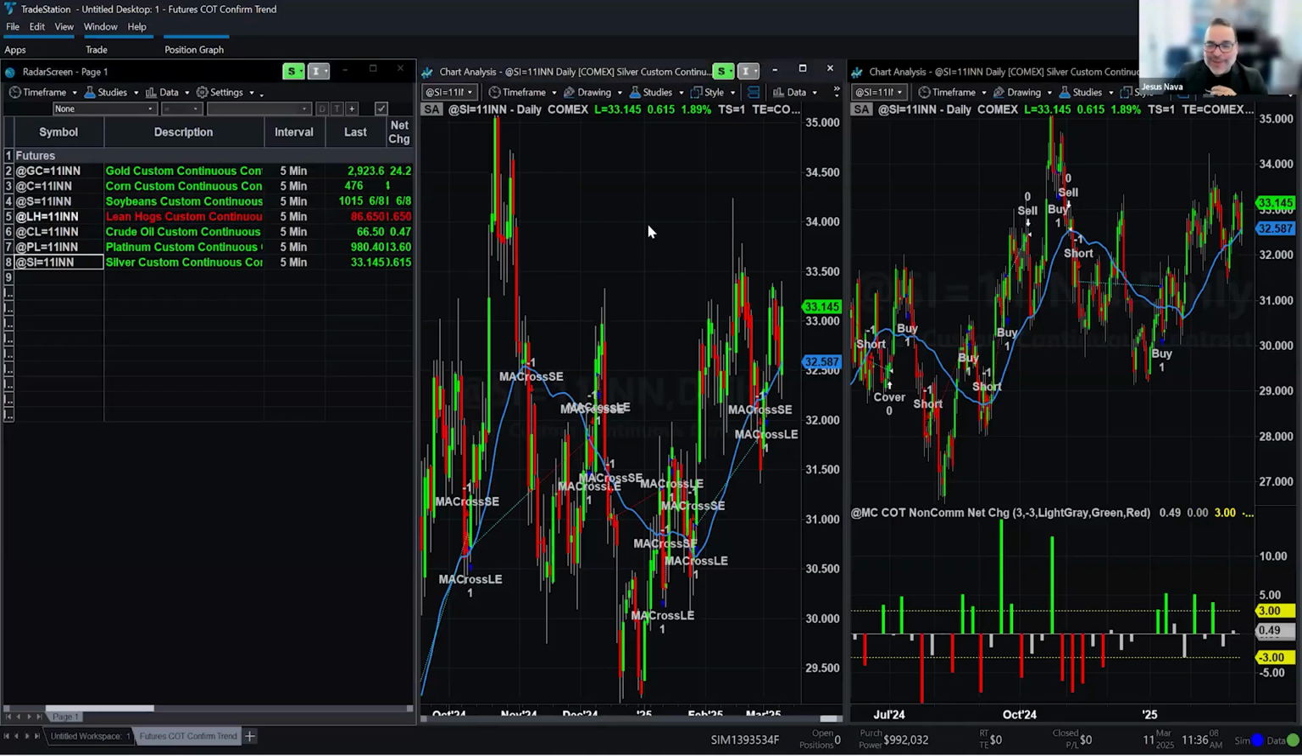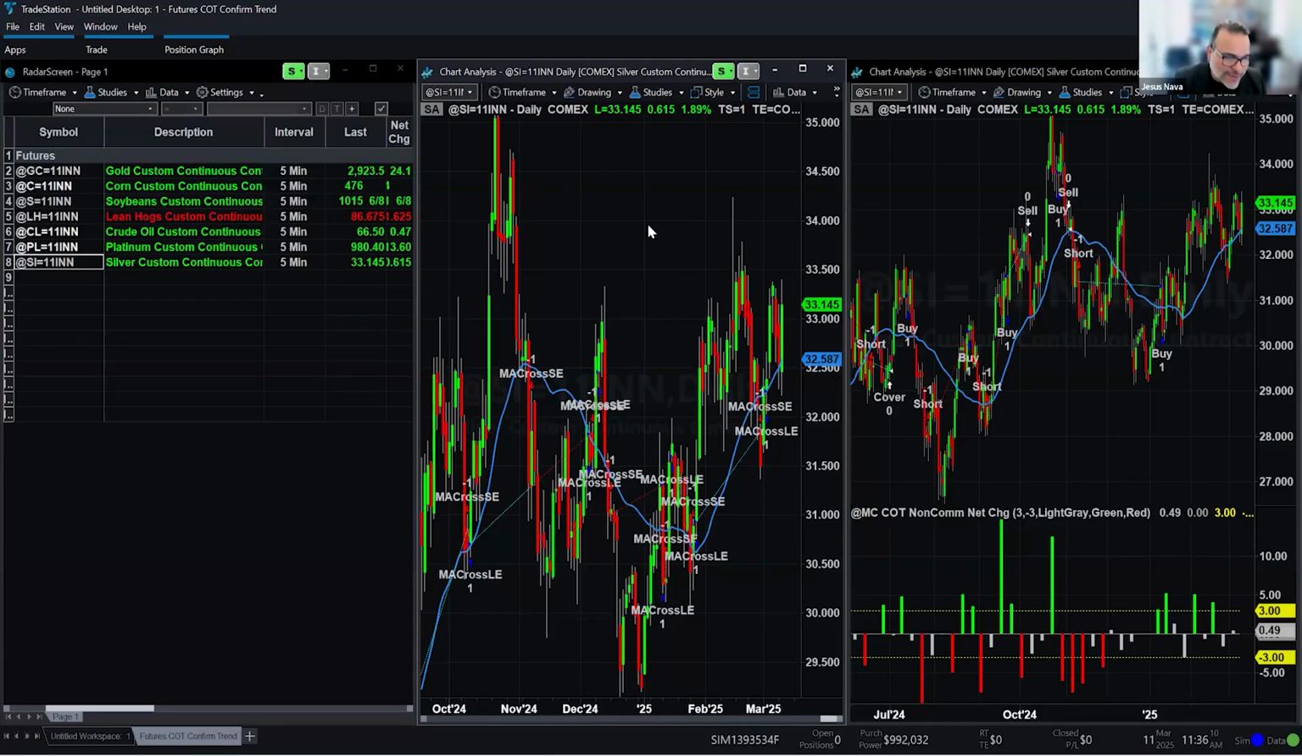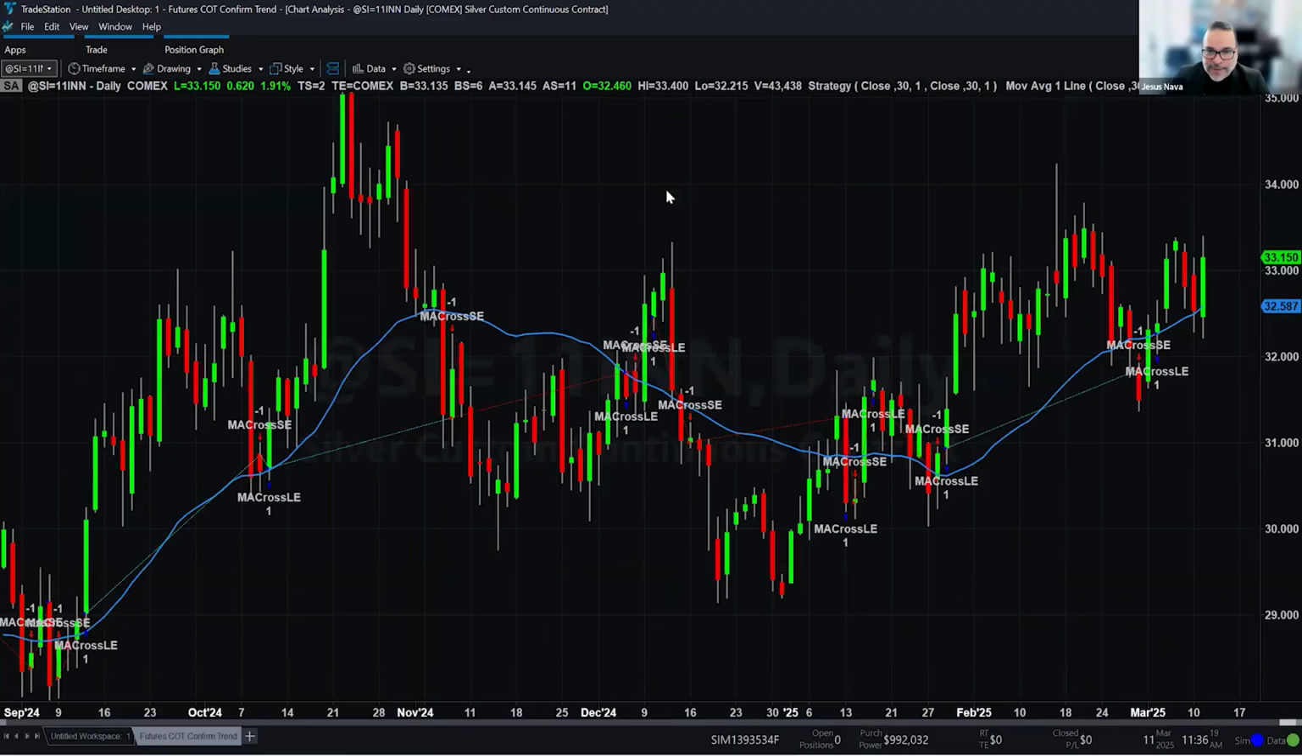What this is doing though, and I want to talk a little bit about the strategy before I let you guys go. The chart in the middle is a chart that's, let me just maximize this chart so we can concentrate on it. Okay, so this is a simple strategy based on a moving average. By the way, this strategy that I have here is built into TradeStation, it's just the moving average cross SE with the moving average cross LE.